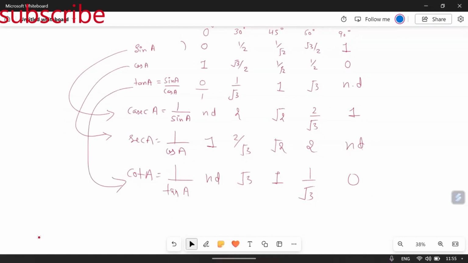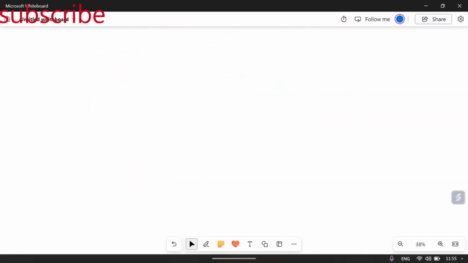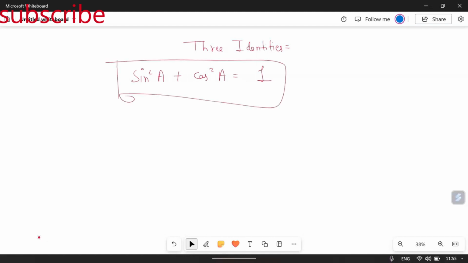Tan is related to the cot A. Which formula I am writing down so you can understand better. Now the other formulas, you have to remember these 3 identities in this chapter. Those are sine square A plus cos square A is always equal to 1. This is your first identity.